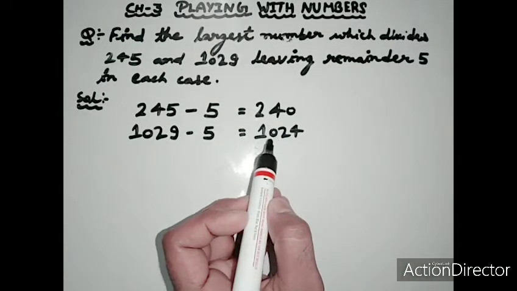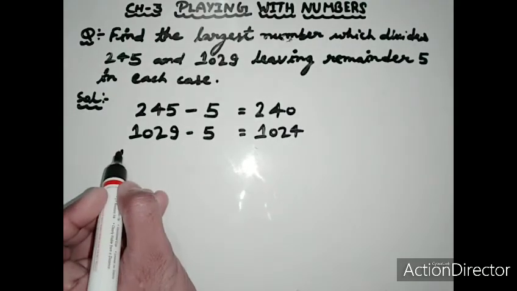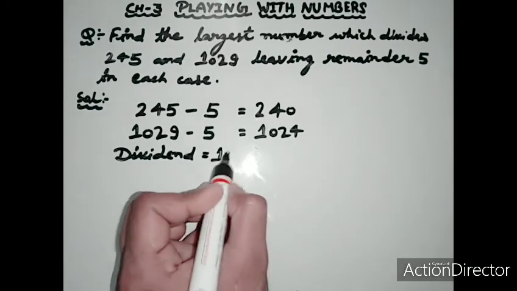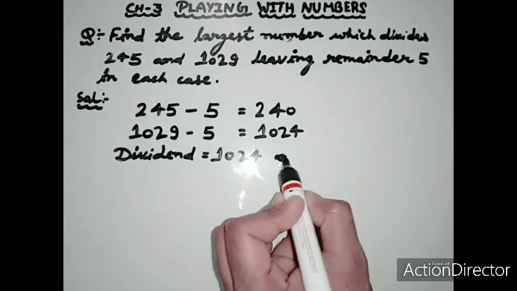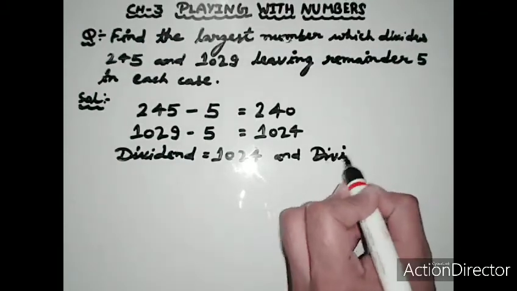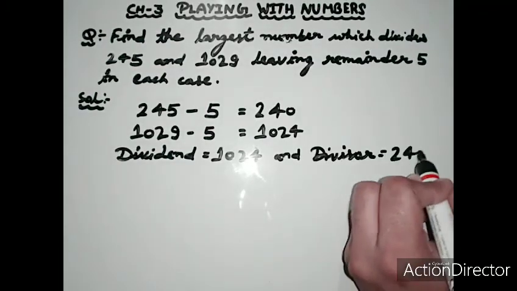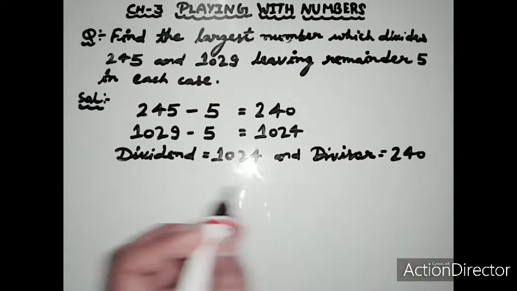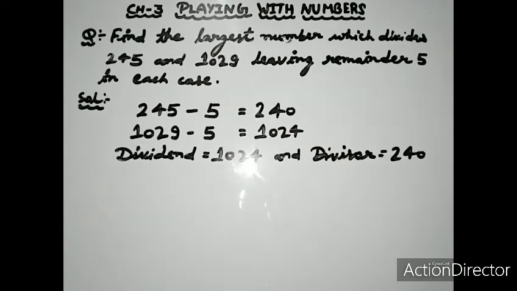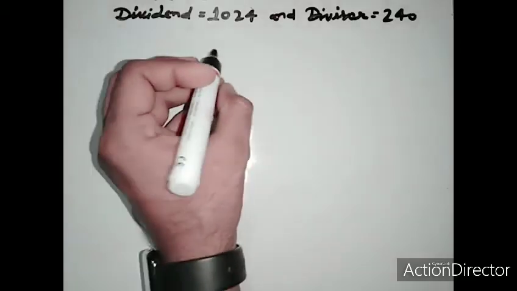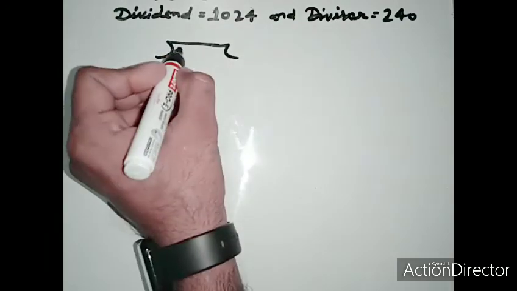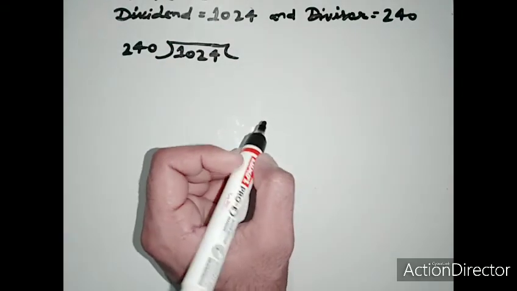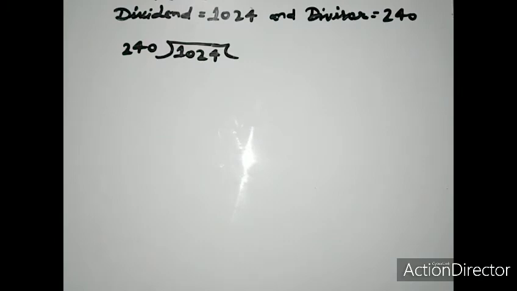Which number is greater? 1024. So here we take 1024 as a dividend here. Okay, so here we write 1024 and divisor equal to 240. Now we divide 1024 by 240. So here we start this process. Okay, so now here we write 1024 divided by 240. So how many times it's divide 1024?